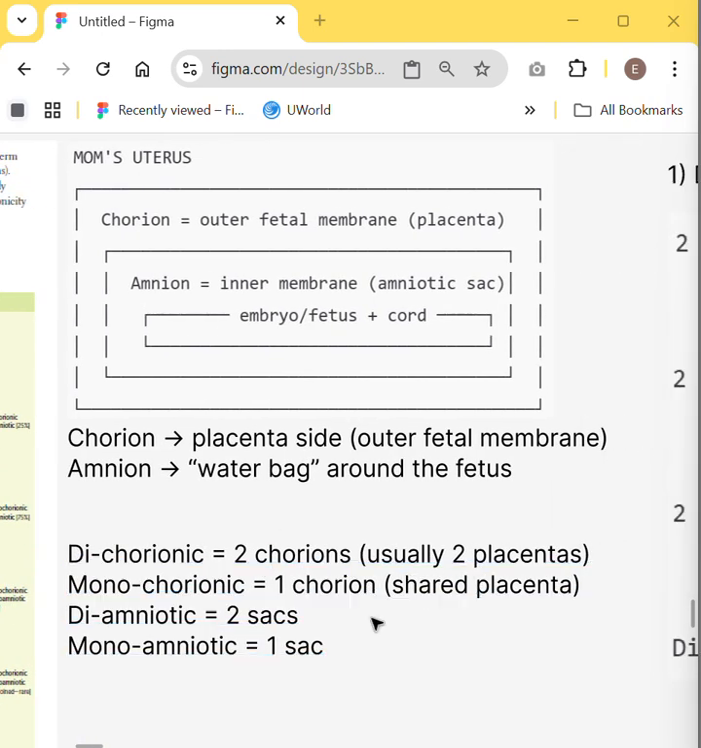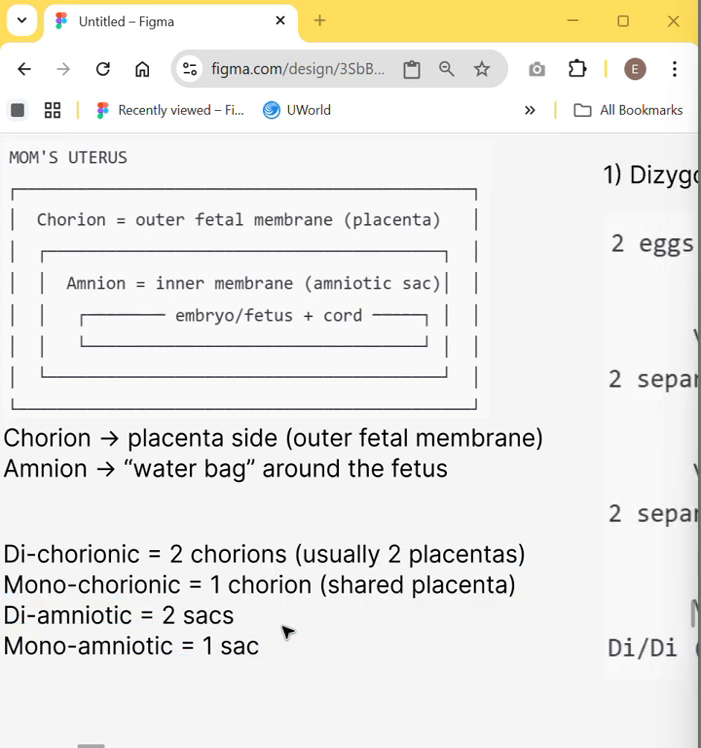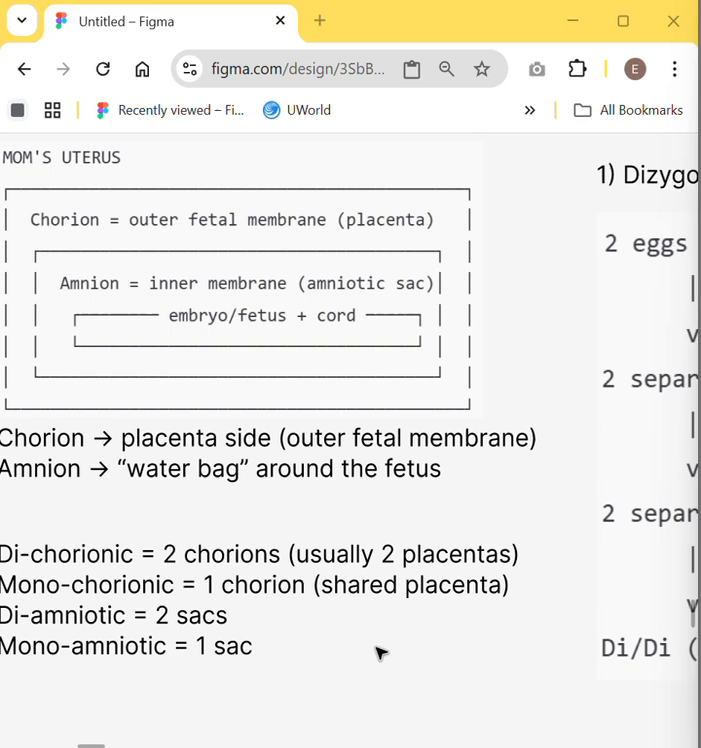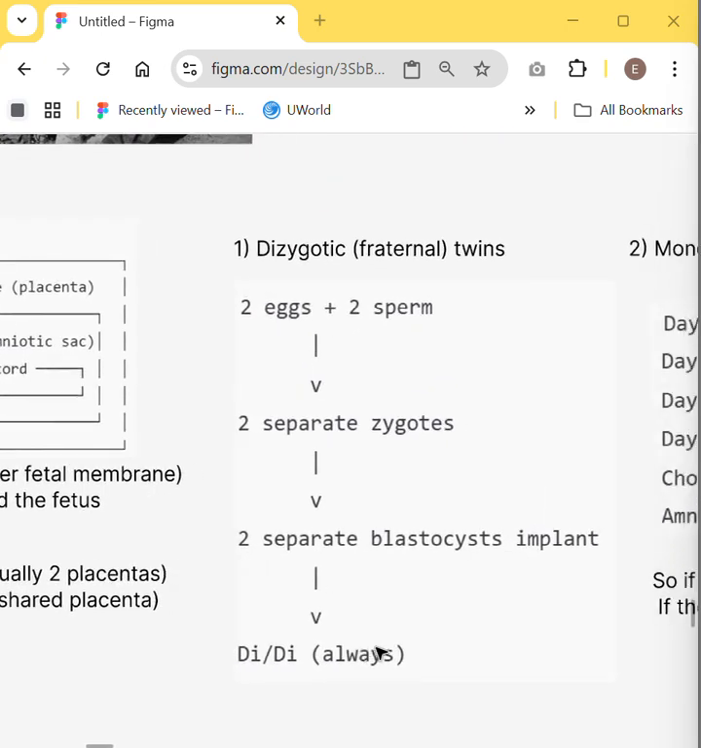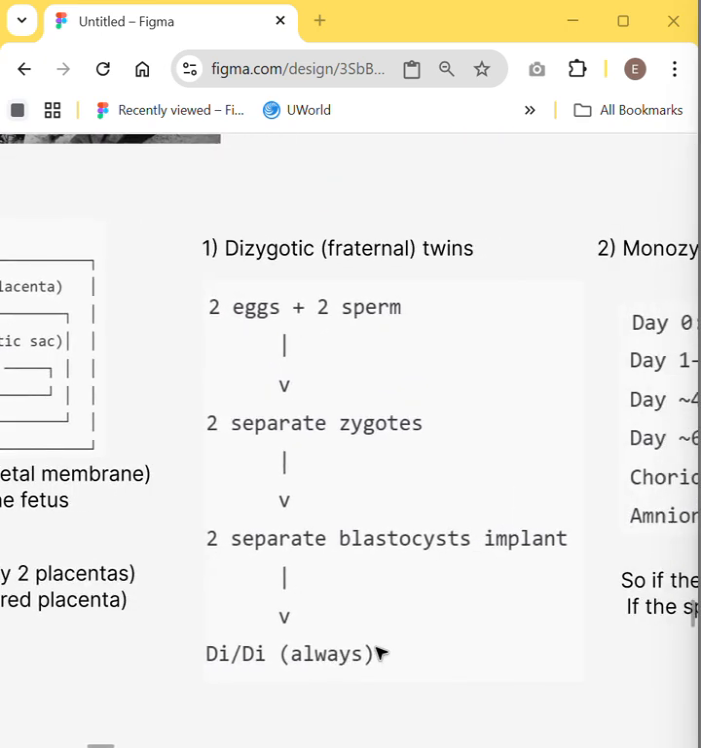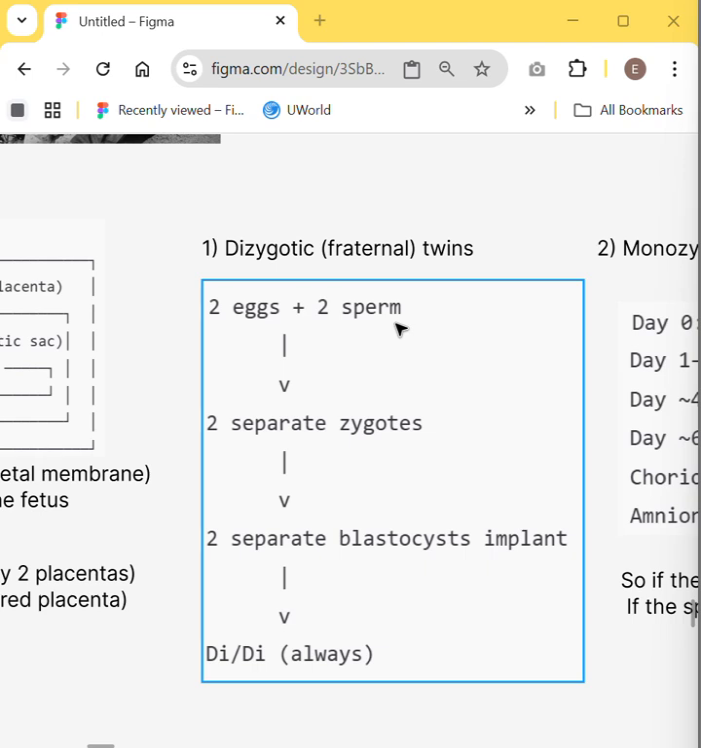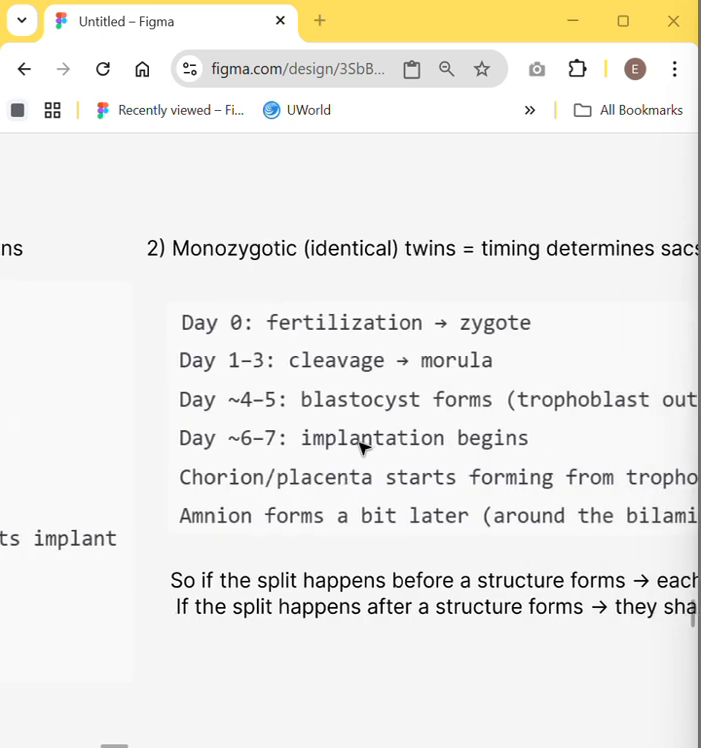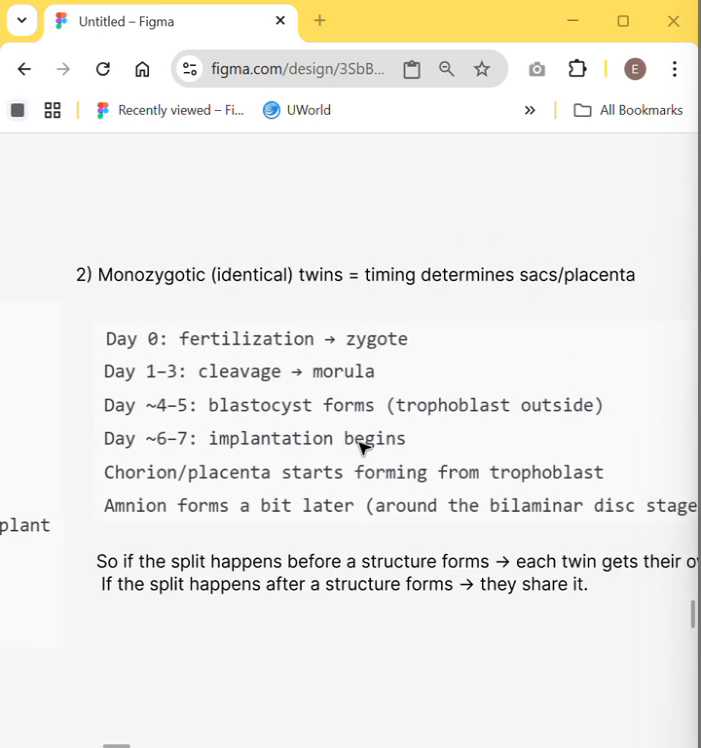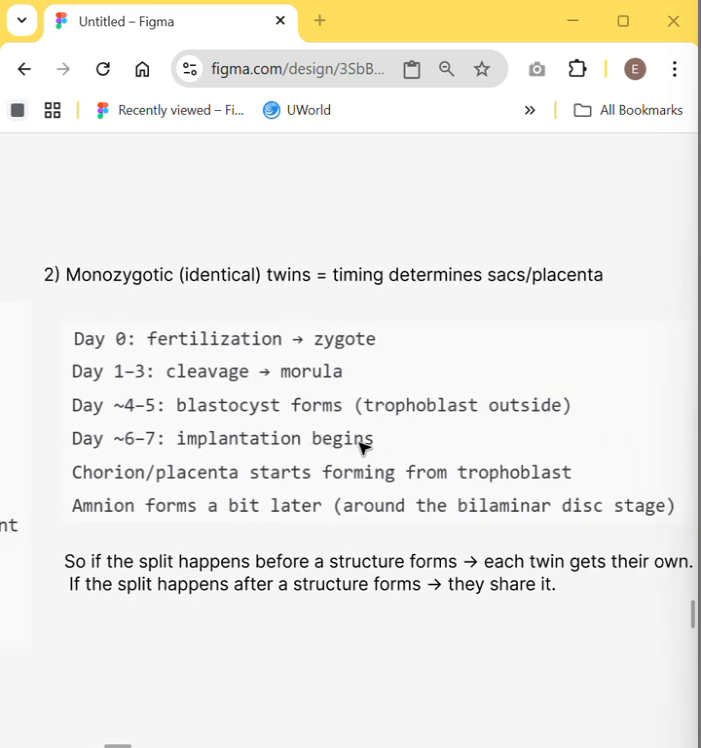Now, dichorionic means there are two chorions and usually two placentas. Monochorionic means there's one chorion. Diamniotic means there are two sacs, and monoamniotic means there's one sac. So first of all, we have the dizygotic twins. In dizygotic fraternal twins, we have two eggs and two sperms, two separate zygotes, and two separate blastocysts. So it's di always.